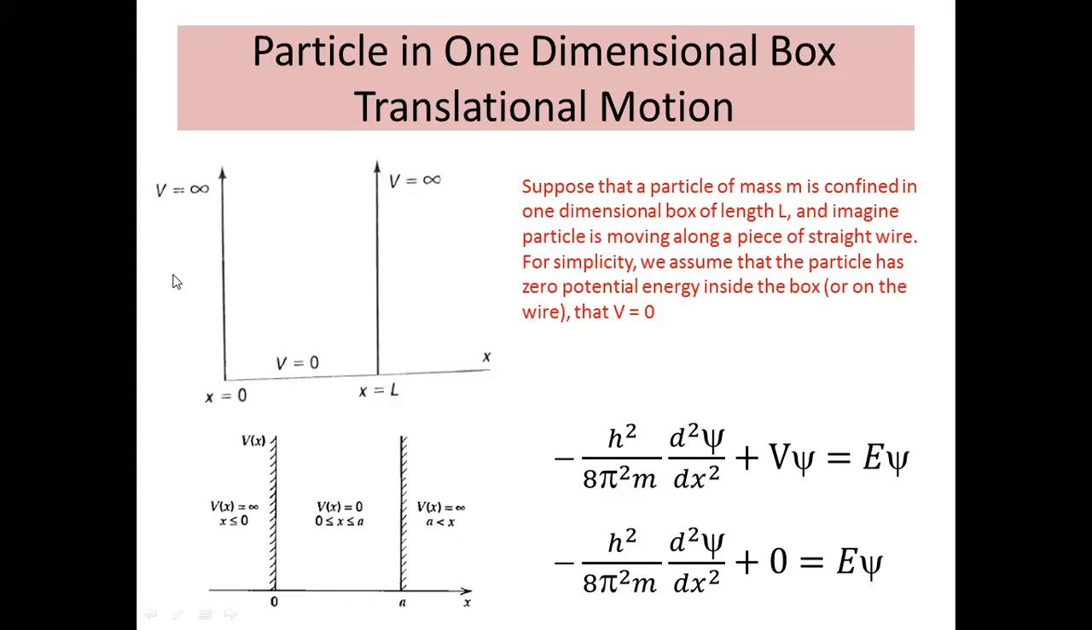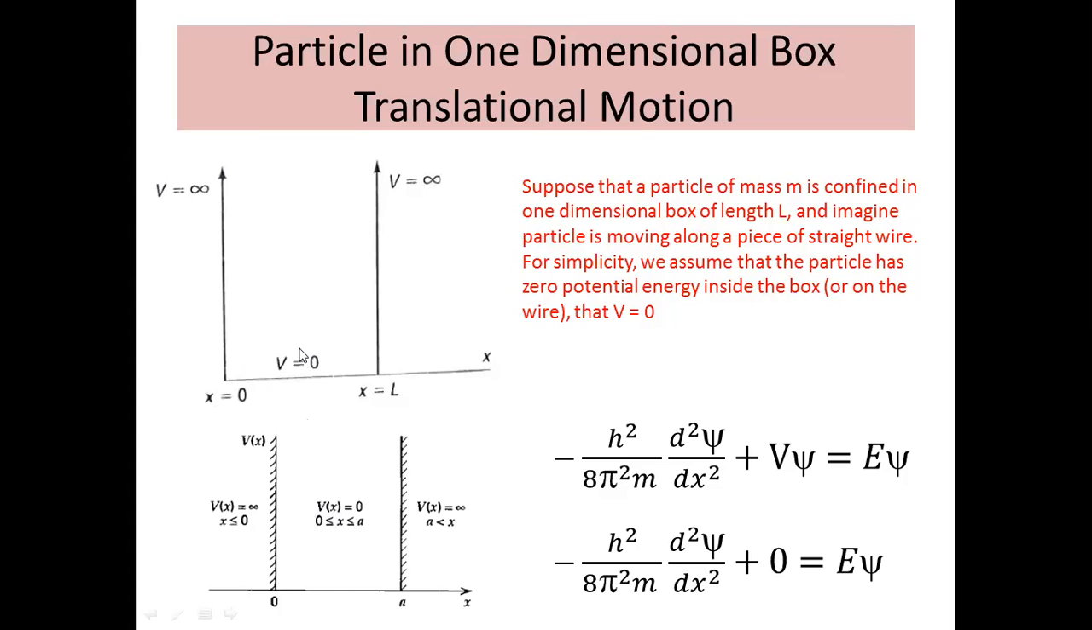And what about outside the box? Outside the box, it would be infinity. We do not know how much the potential energy would be outside the box. So these are the limitations for the box. Within the box it is zero, and outside the box it will be infinity. And here is more of a picture: the potential energy will be zero when x is in this range.